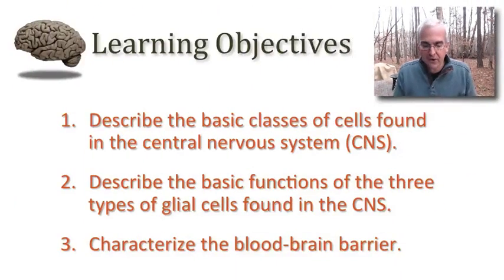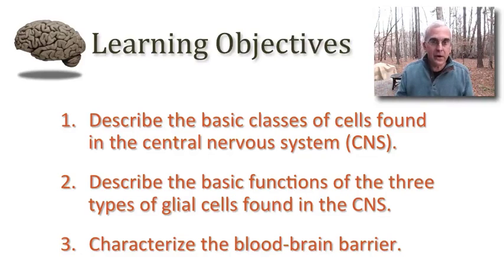We have three learning objectives today. We want to, again, simply describe the basic classes of cells found in the central nervous system. And now, in this tutorial, we want to focus specifically on the glial cells. So I want you to be able to describe the basic functions of the three types of glial cells found in the central nervous system.